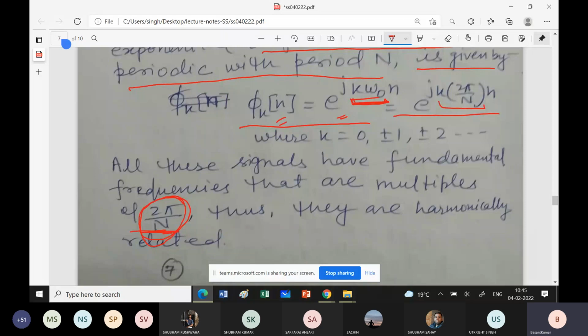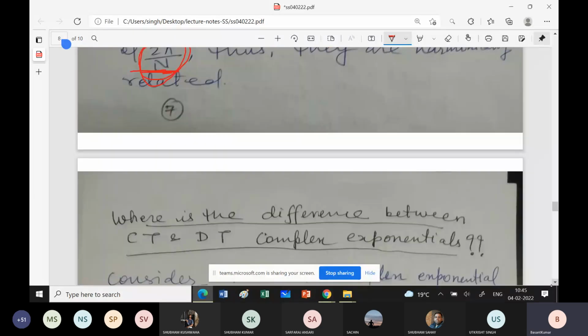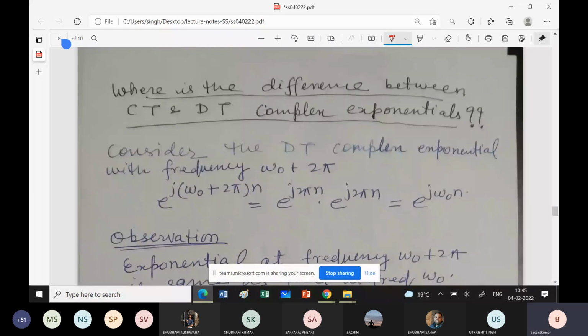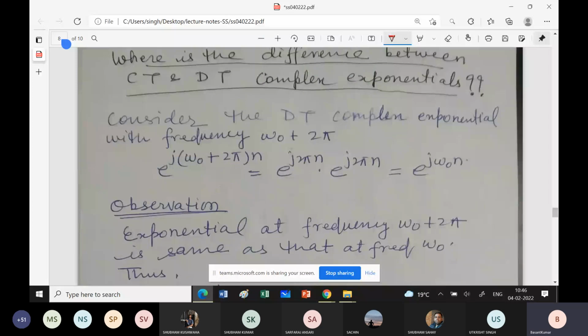So they are the multiples of the fundamental frequency. So that's fine. That condition will be satisfied here. No issues. Now move ahead. अब क्या है? Where is the difference between continuous time and discrete time complex exponential? अभी तक तो देखो सब सेम है.